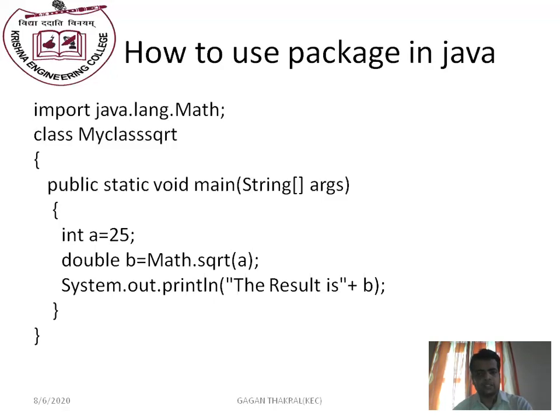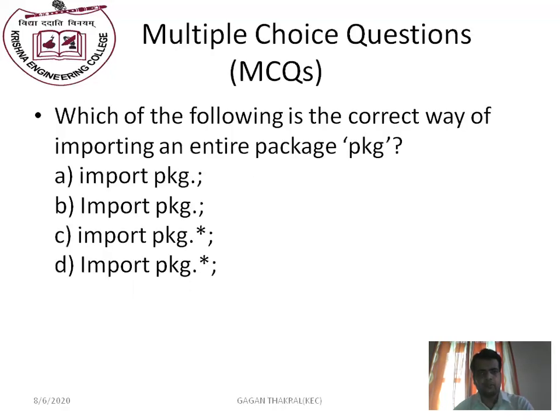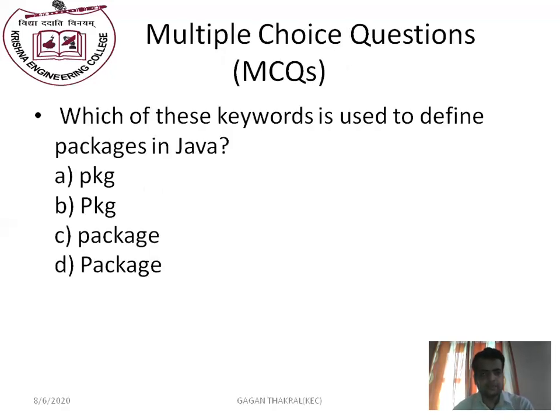In our program to calculate the square root of a number, we use the package lang and the predefined class math to calculate the square root of a number. Now we will discuss some MCQs. Which of the following is the correct way of importing the entire package pkg? If we want to import a complete package in our program, then option C is the right choice. import pkg.*. An asterisk symbol is used to import the entire package. So the answer is C.